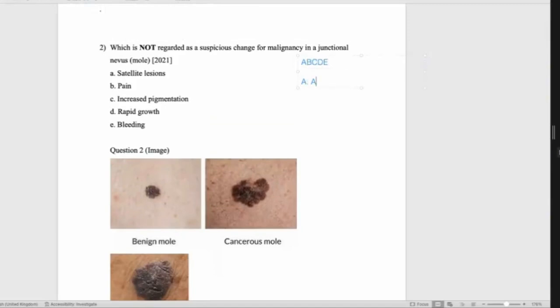A references asymmetry, B references border irregularities. C is color variation. D is diameter greater than 6 millimeters. And E is evolving, right? Evolving in terms of size. It can evolve in terms of shape or color.